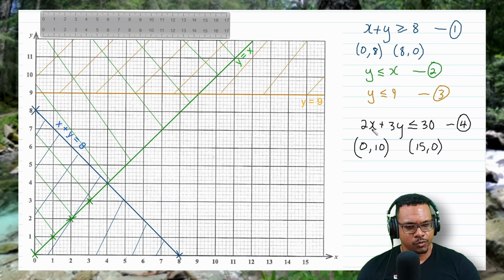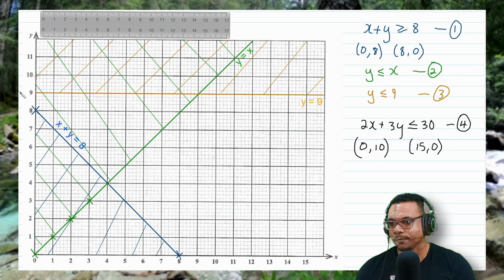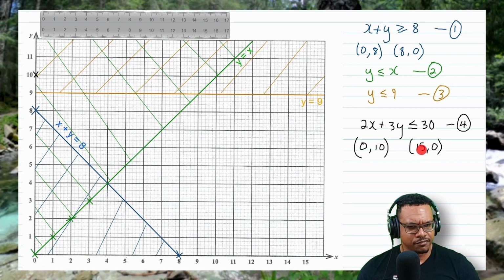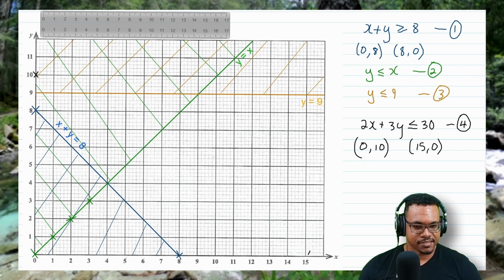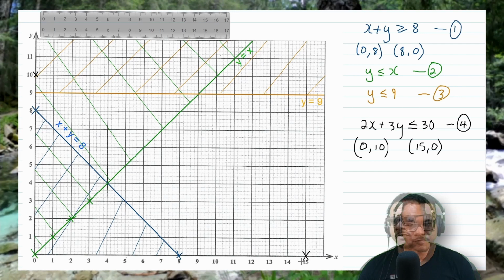And now for my last inequality, 2x plus 3y is less than or equal to 30. So I'll be plotting the points 0 and 10 and 15 and 0. So my first point I'll plot is 0 on the x-axis and 10 on the y-axis. So that's 0 on the x and 10 on the y. That's here. Then my next point will be 15 on the x-axis and 0 on the y-axis. So that's 15 on the x-axis down here and 0 on the y-axis. So now I'll take my ruler and connect these 2 points.